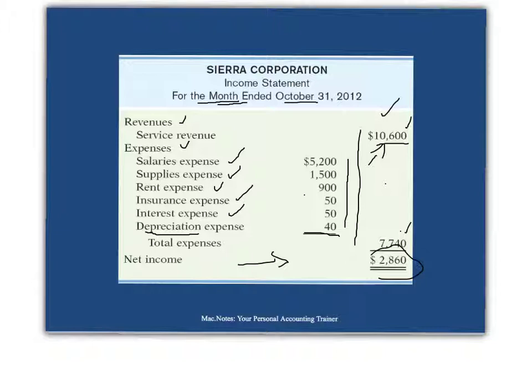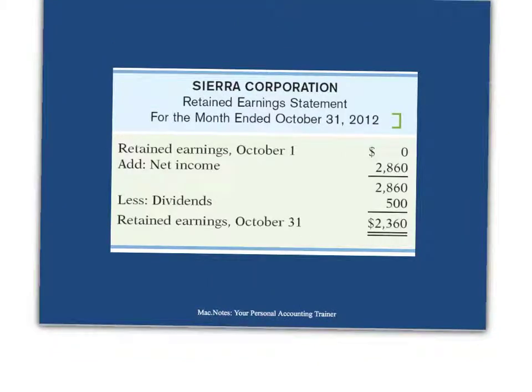Now, this net income belongs to the shareholders. And so the next statement is a statement of retained earnings. So the statement of retained earnings is the same time period, the month ended October 31st. Now, at the beginning of the month, we just started business, so we had no earnings. It was zero. We now add the net income that we just had from the income statement, $2,860. So now the shareholders have $2,860 in retained earnings in this corporation.